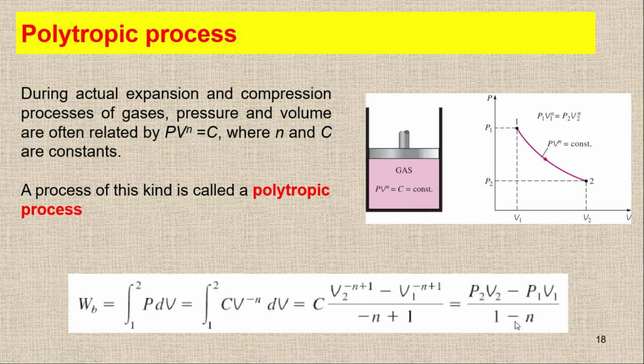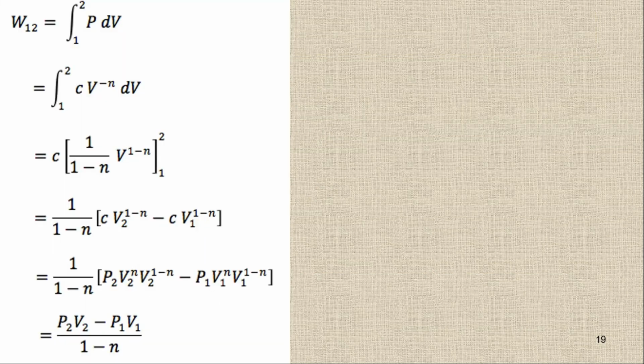The complete derivation of this polytropic process is given here. You can see here we have the boundary work between the limits 1 to 2, P dV. So I'm going to replace P by C V to the power minus n, so C V^(-n) dV. I can simply take C outside the integral sign, and then I'm going to integrate this between these two limits, so I will get V^(-n+1) divided by (1 minus n) between the limits 1 to 2.